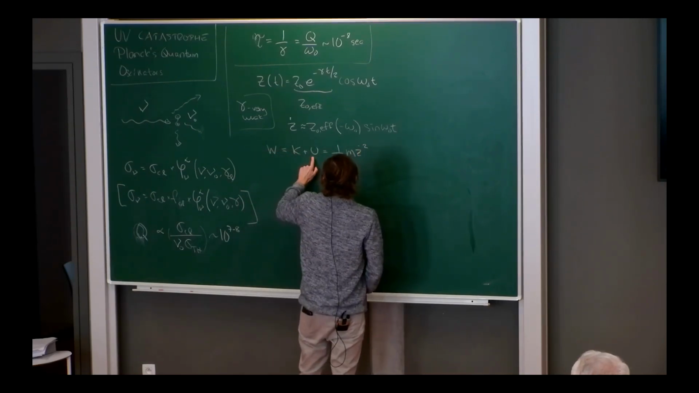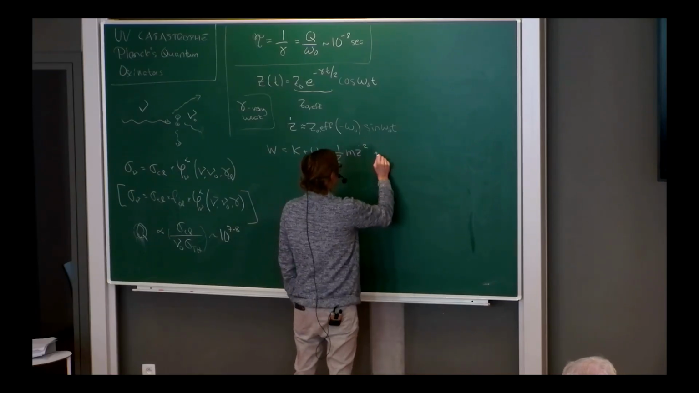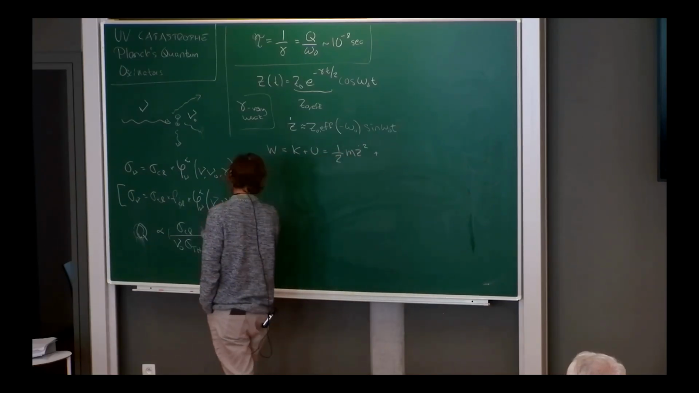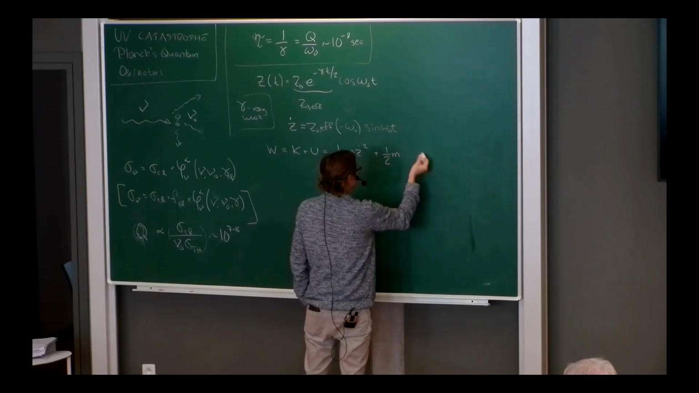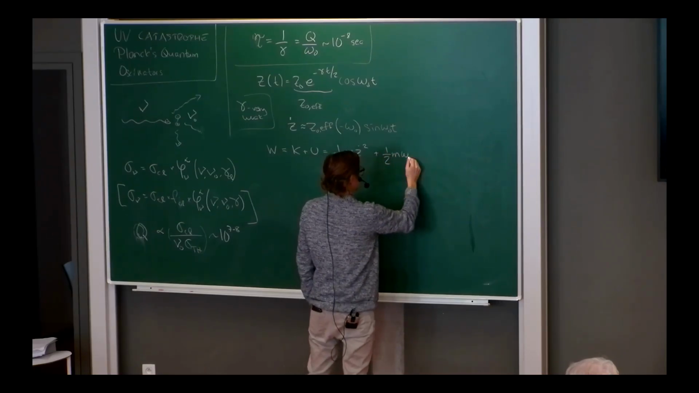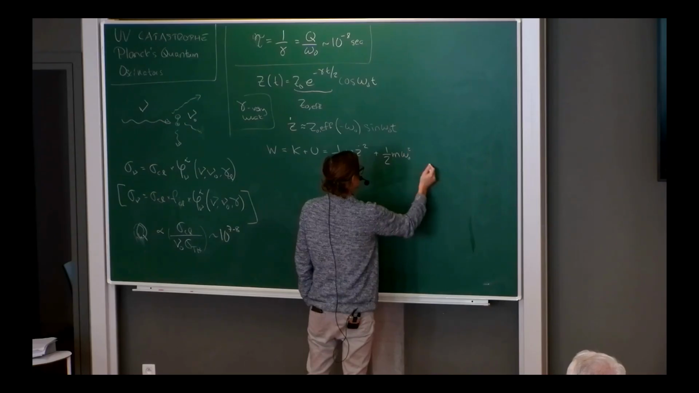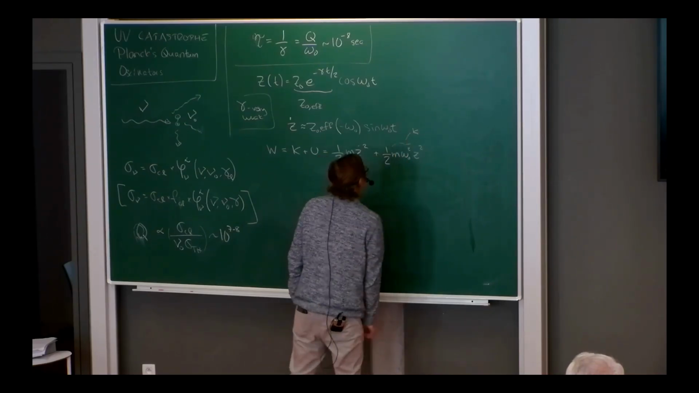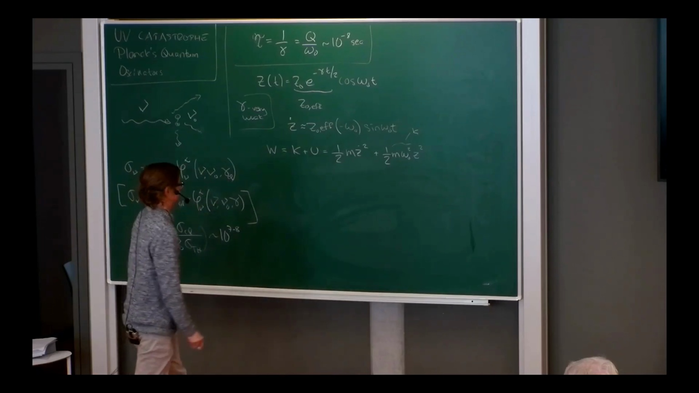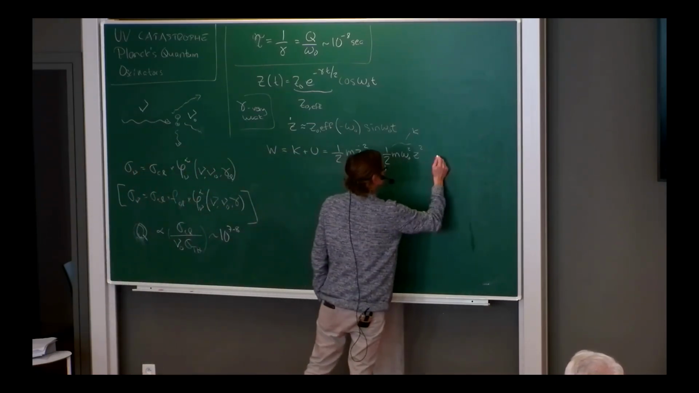The potential energy of the oscillator is 1/2 m omega 0 squared x squared, where this is just your k constant. Yeah, that's the spring constant. It's another of the standard results.